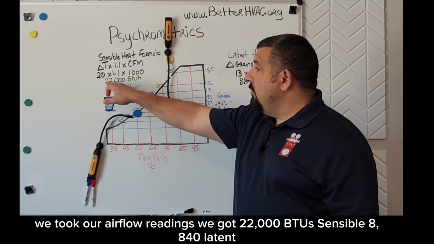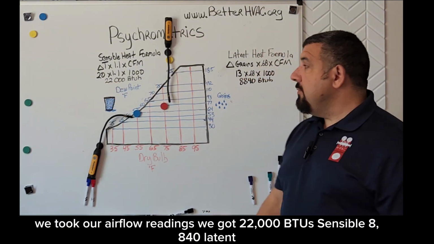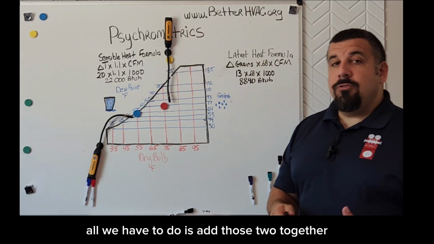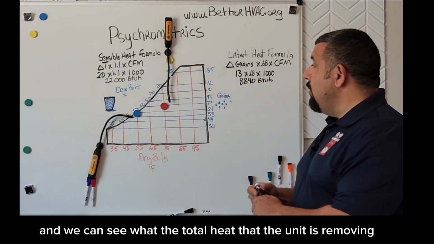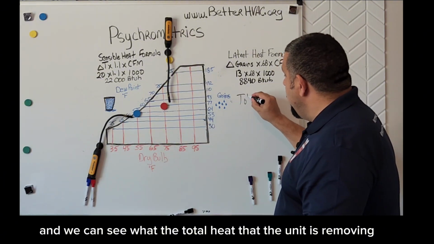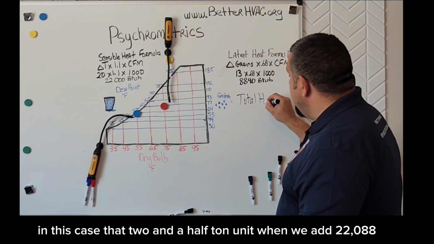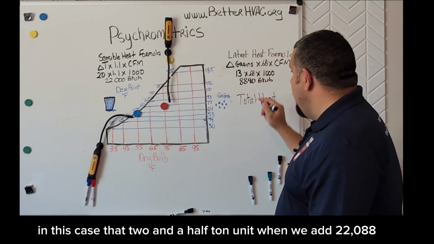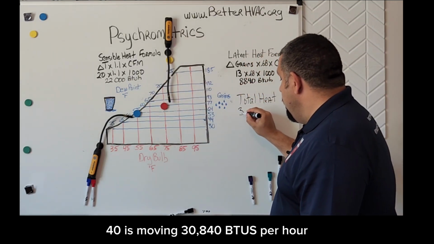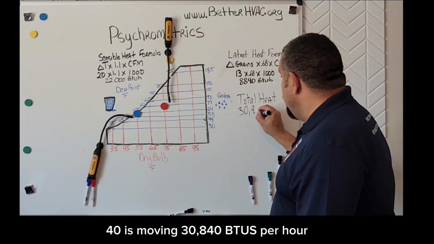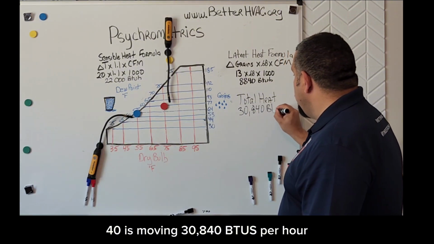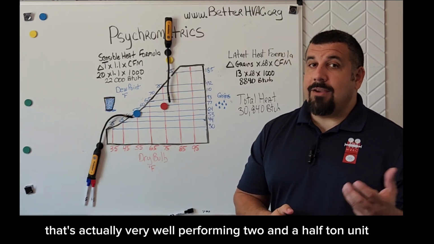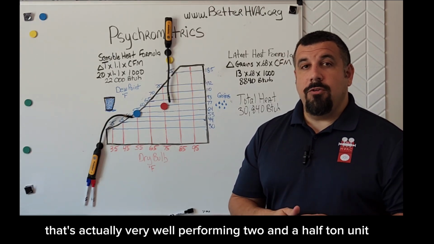We took our airflow readings. We got 22,000 BTUs sensible, 8,840 latent. All we have to do is add those two together, and we can see the total heat that the unit is removing. And in this case, that 2.5 ton unit, when we add 22,000 and 8,840, is removing 30,840 BTUs per hour. And that is to be expected of a 2.5 ton unit. That's actually a very well performing 2.5 ton unit.